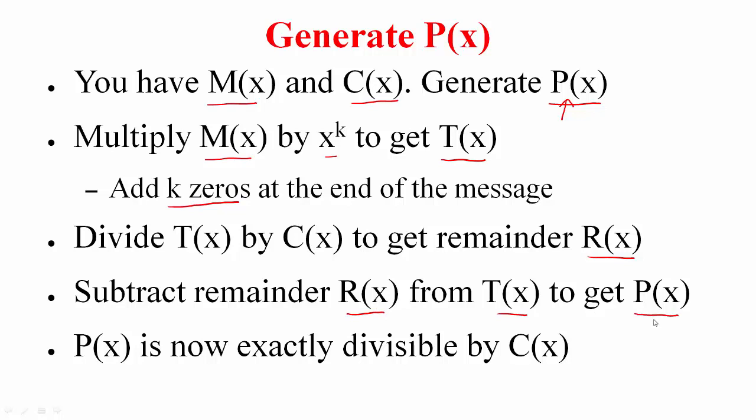Now this Px is exactly divisible by Cx because you are subtracting the remainder from the Tx. So here is an example that gives you an idea of what is happening. 37 can be expressed as 7 into 5, 35 plus 2. Now this 37 is like this T. And let's say 5 is like this C. Now what you're doing is you're dividing T by C and you got this remainder R. Now you're subtracting this R from the T, so that P is going to be 37 minus 2, that is equal to 35. Now this 35 is exactly divisible by C, which is 5.